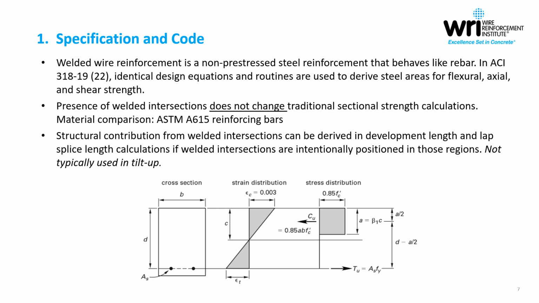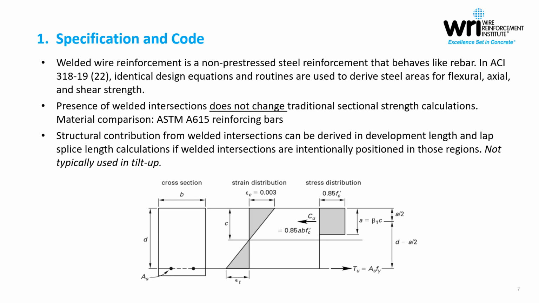For the code aspect of welded wire reinforcement usage, ACI 318 is the standard we focus on. It's important to keep in mind that welded wire reinforcement is a mild steel reinforcement that behaves a lot like rebar. We use the identical design equations and routines to derive steel areas for flexural, axial, and shear strength. Keep in mind too that the presence of the welded intersection doesn't change our sectional strength calculations that we carry out as designers. Perhaps the most familiar comparison to make here would be ASTM A615 rebar.